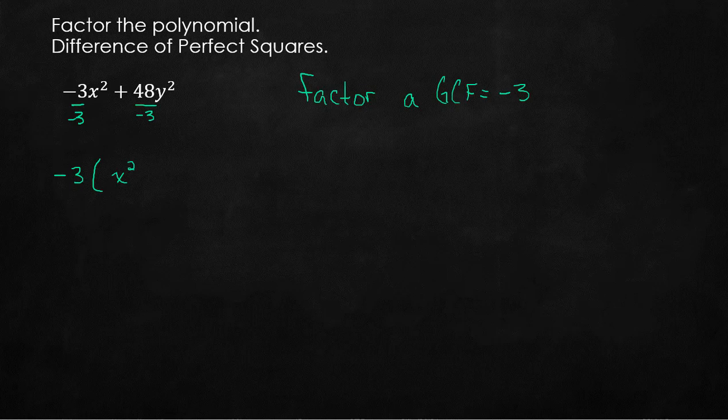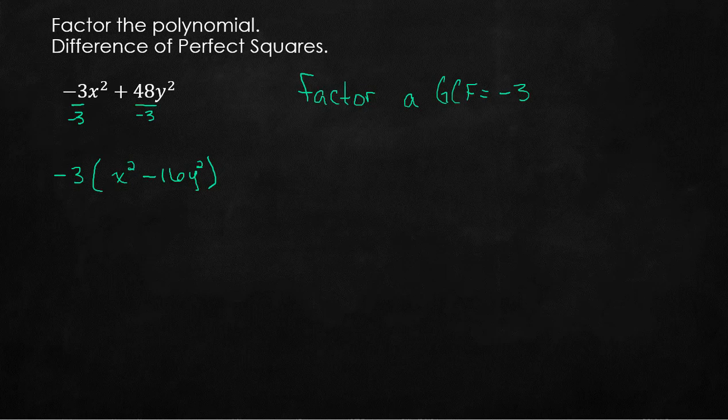48 divided by negative 3 is negative 16y squared. So in the original problem where we had negative 3x squared plus 48y squared, we didn't have a difference of perfect squares. However, when we take out the GCF, we do now have a result of perfect squares.